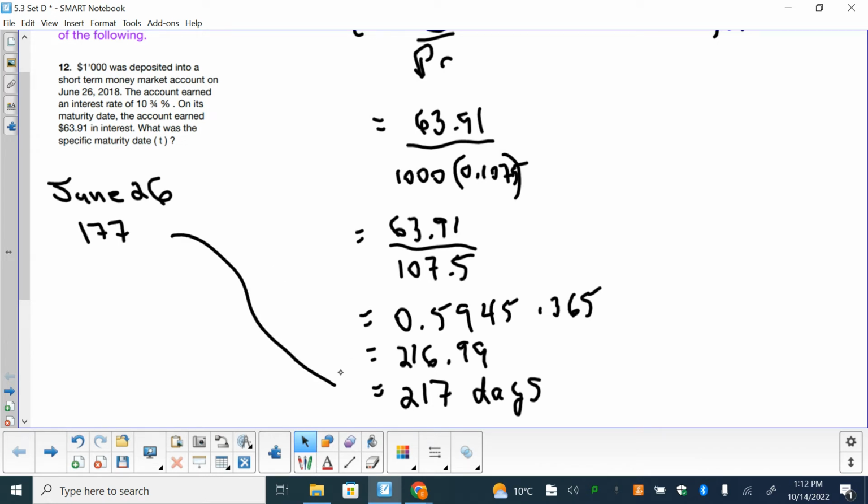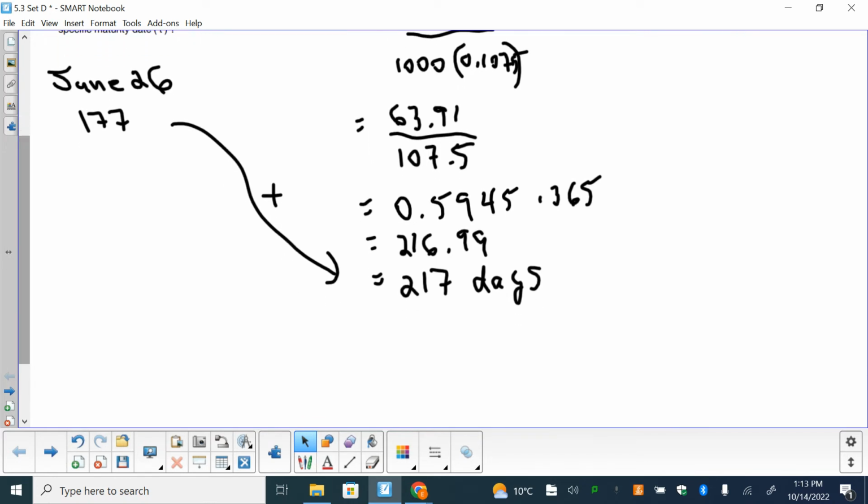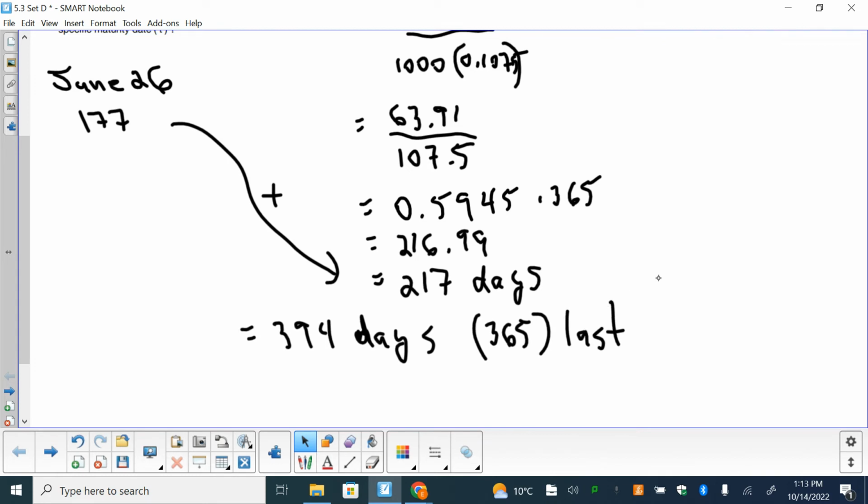So I'm going to add another 217 days. So 177 plus 217 is 394. Okay, so wait a minute. That means I've gone into the next calendar year because I've gone more than 365. So when I add those two together, I've got 394 days. And remember, 365 is the last day in the calendar year.